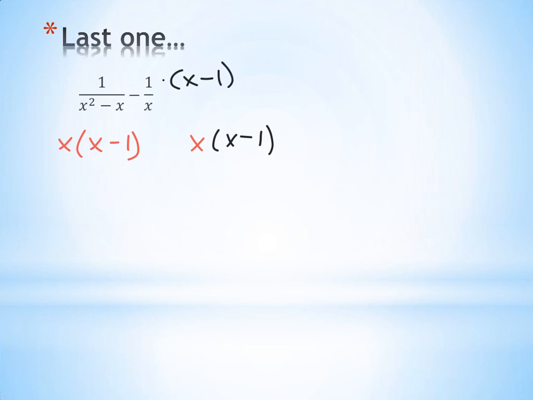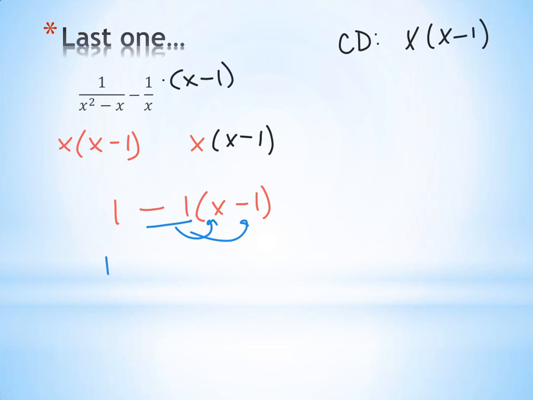Okay, so now we can set up our FOILing here. Now we can go back to focusing on our numerator. Our common denominator is x times x minus 1. We'll save that for a little later. And so now we have 1 minus 1 times x minus 1, which would be the numerator after we multiply in those extra factors that we needed to incorporate. All right, now we're going to FOIL, and we can distribute if we want to. It doesn't really make a difference here because there's not too much going on. But just remember, I'm going to distribute this negative 1. And so that would give me 1 minus 1x plus 1.